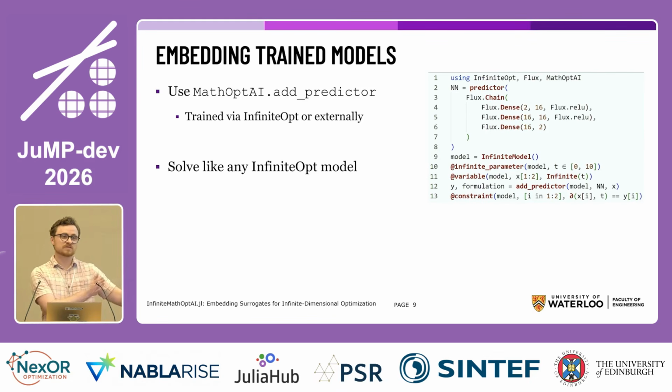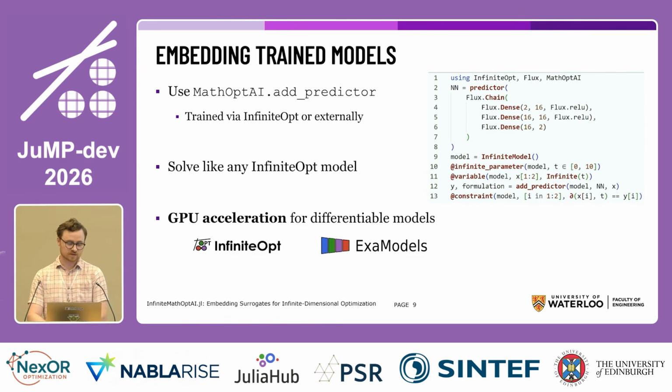You do a few steps of stochastic gradient descent, then use InfiniteOpt. Solve it then like any InfiniteOpt model. We can discretize it any which way you want and solve it. And again, we have GPU acceleration, which we find makes these quite a bit more scalable.